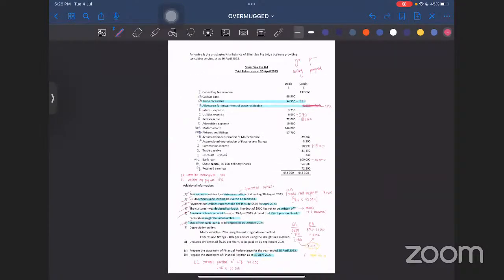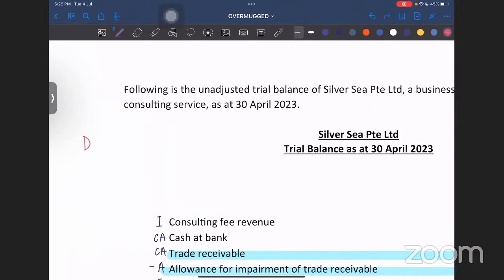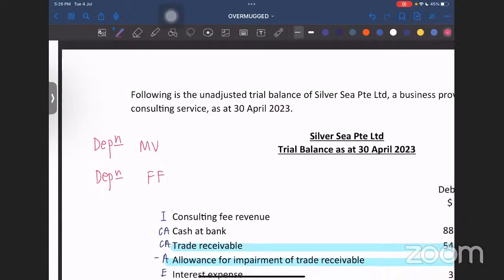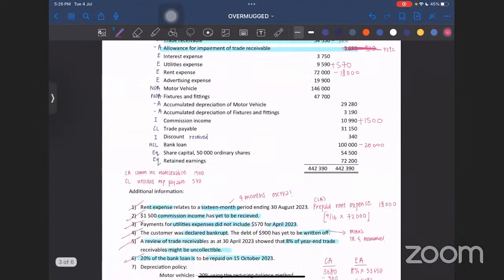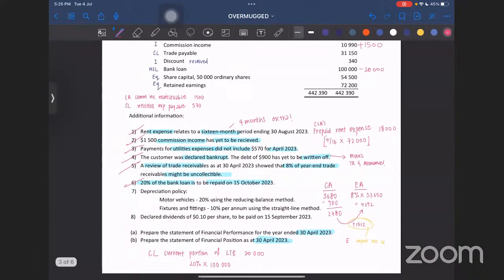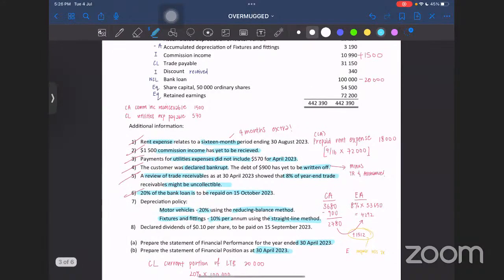Depreciation. Let's do it on top. Okay, so here depreciation, I will create depreciation on motor vehicle and then depreciation on fixtures fitting. Okay, so for depreciation, this one motor vehicle, I'm using 20% reducing balance, while fixtures fitting is 10% straight line. So for this one, the phrasing, they give the actual phrase, reducing and straight line. Okay, so motor vehicle, reducing balance.